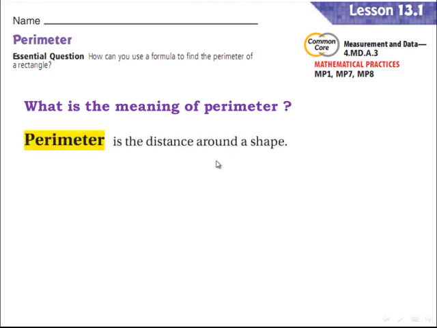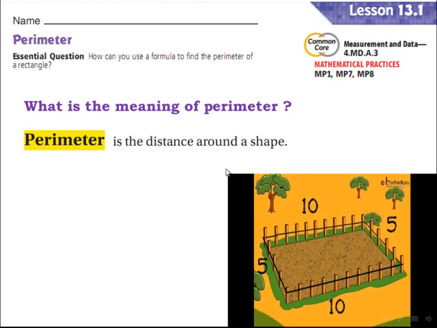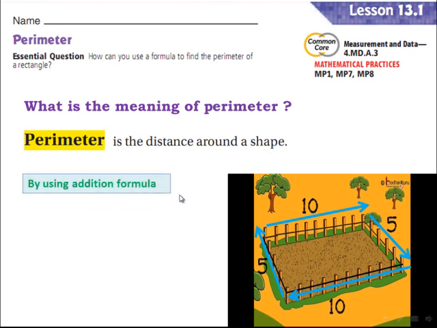Perimeter is the distance around the shape, as you see in the picture. If you have a garden and you want to know the distance around it, you are going to add the first length plus the second length plus the third length plus the fourth length. So you're going to use the addition operation to find the distance around it. So the meaning of perimeter is the distance around the shape by using the addition formula.